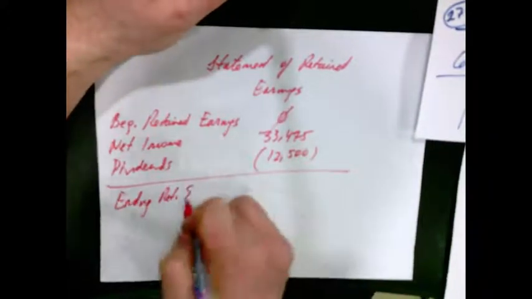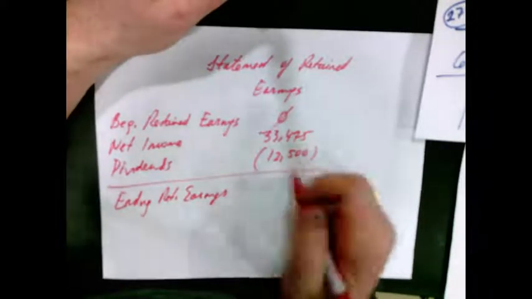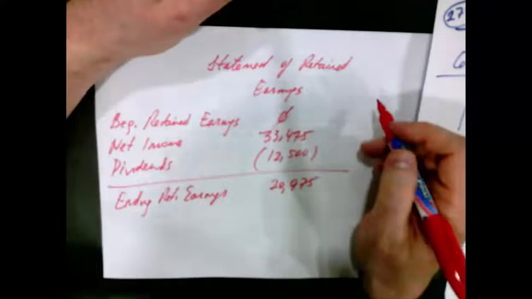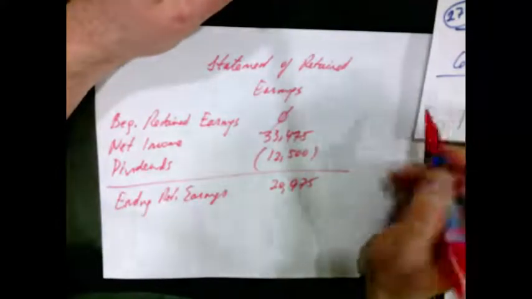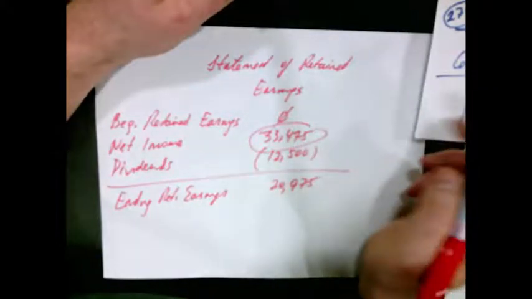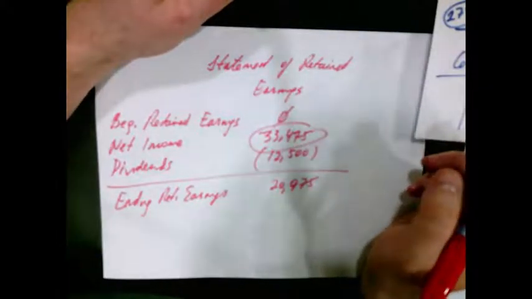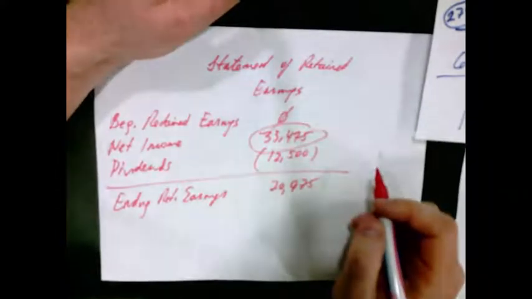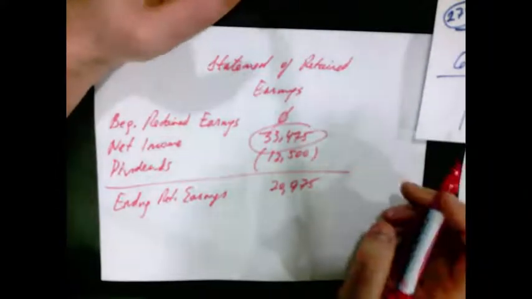retained earnings of 2975. Now note that if you have net income, then it's in fact a credit, or addition, to retained earnings. If you had a loss, it would have been a debit, or subtraction, from retained earnings. Bear that in mind. So that's pretty much the problem.